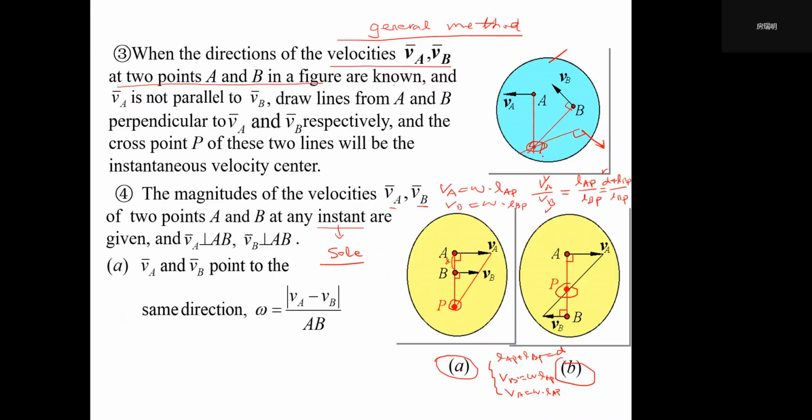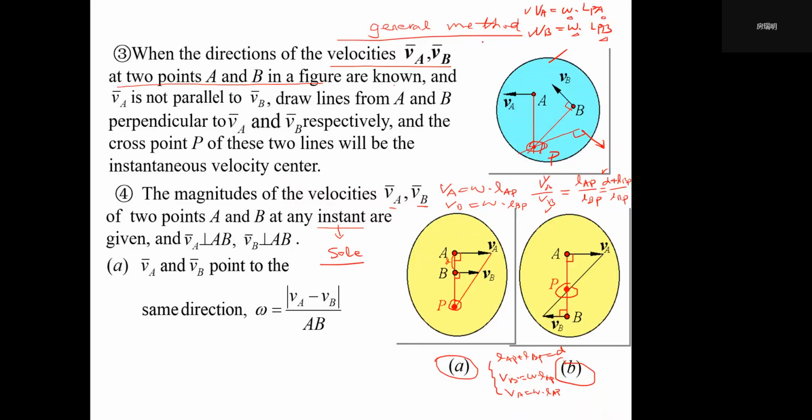Because if we know its instantaneous velocity center is in some position, let's see, maybe here, right? It must fulfill these two conditions. So VA should equal omega times LPA, right? And VB should equal omega times LPB, right? So here we know VA, we know VB, but we don't know omega and LPA, omega and LPB.